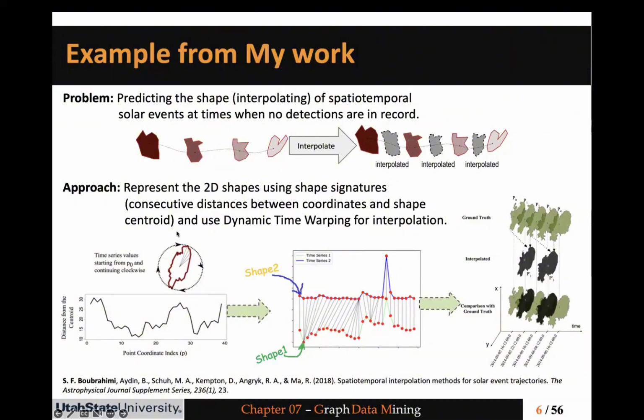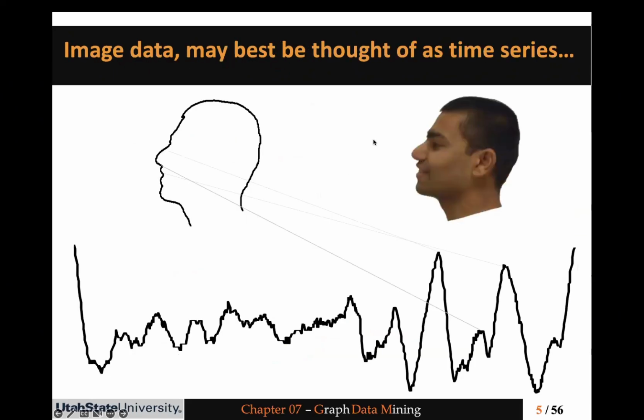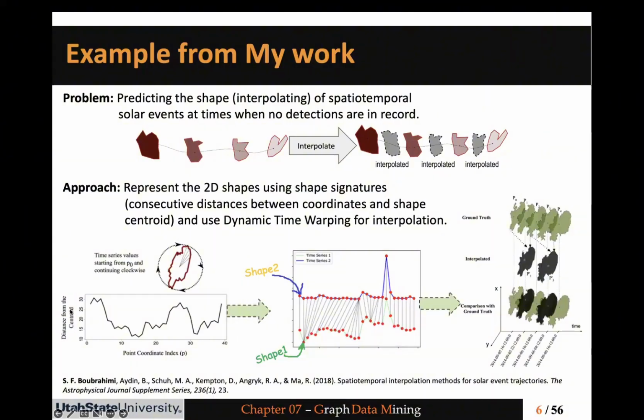I've also been using the shape signature, just like I showed in the previous slide, by essentially opening up this shape into a 1D signal. So a point coordinate index versus the distance from the centroid, by finding the shape signature of polygon A and polygon B from time 1 and time 3, and all the points that are in between, using some technique known as dynamic time warping, which we're going to talk about in more detail later on.